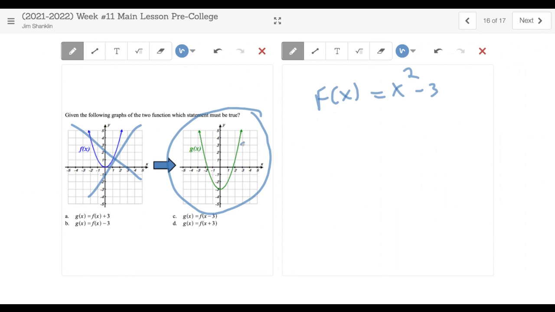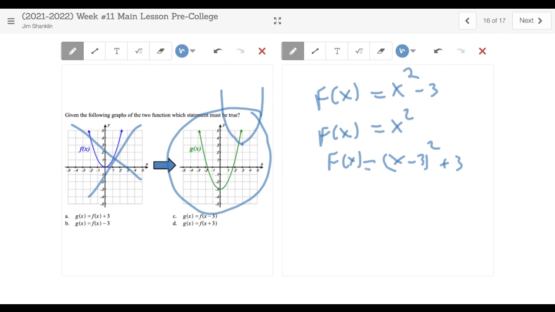Now, if they asked me to graph something, let's say it looks like this. Well, again, it's f of x equals x squared. That's the parent function. Now it's going to be shifted over 3 units to the right. Well, that means I'm going to have x minus 3 squared, and then it's shifted up 1, 2, 3 units, so I'm going to put a plus 3 here.